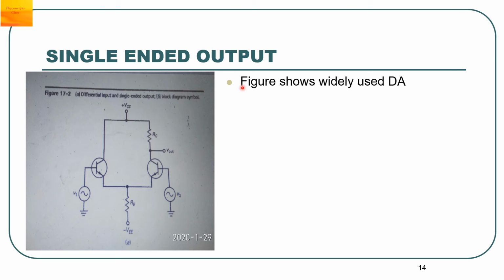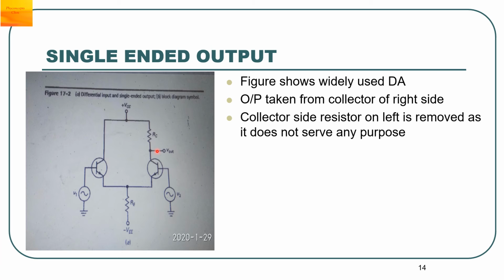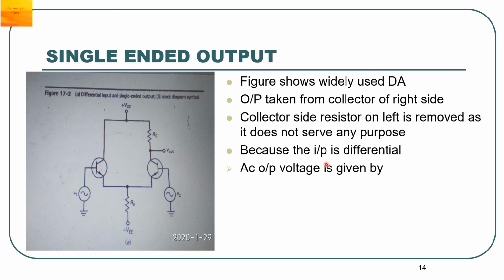Single-ended output. So here in this figure the output is taken from the collector of the right side transistor. Collector side resistor on the left is removed as it does not serve any purpose. Because the input is differential, we are applying the voltages to both the inputs V1 and V2. The AC output voltage is given by Vout is equal to AV into V1 minus V2. Just now we had seen this equation in the earlier slide.